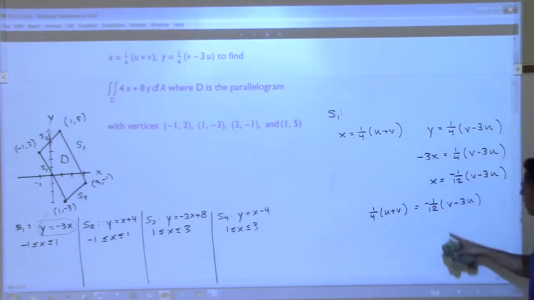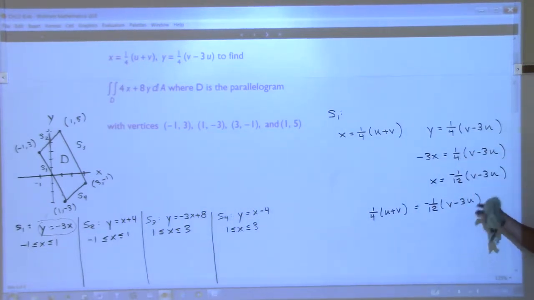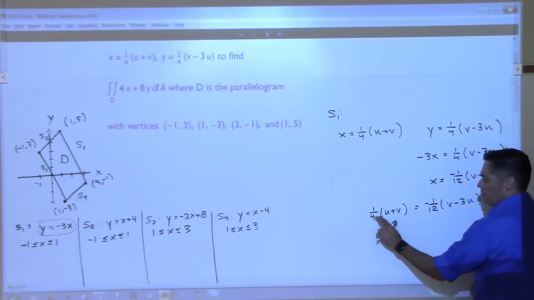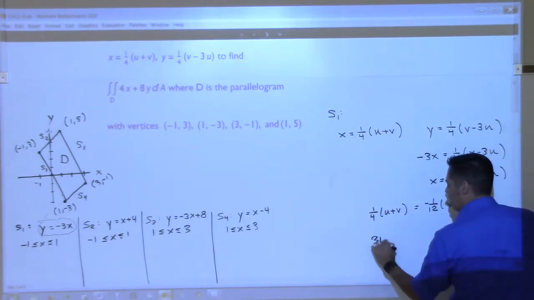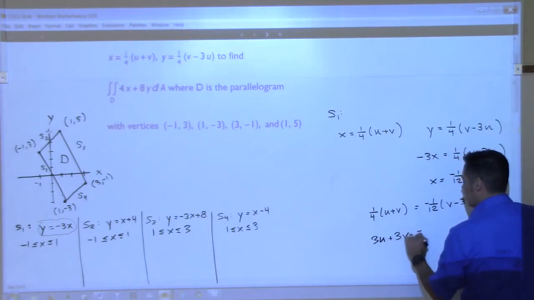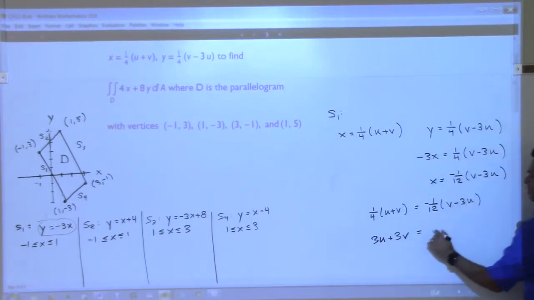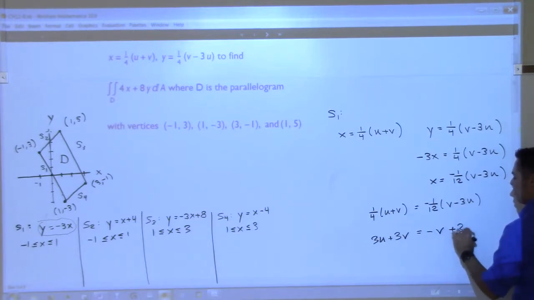So if I go and try and clean this up and make it a relationship between u and v that I can identify, really nice things are about to happen. So I'm going to multiply both sides by 12 to clear the fractions, all right? You're going to get a 3 out here and then distribute it through. So you get 3u plus 3v equals, multiply that by 12 and you get a negative 1, and distribute that through, you get negative v plus 3u, right?